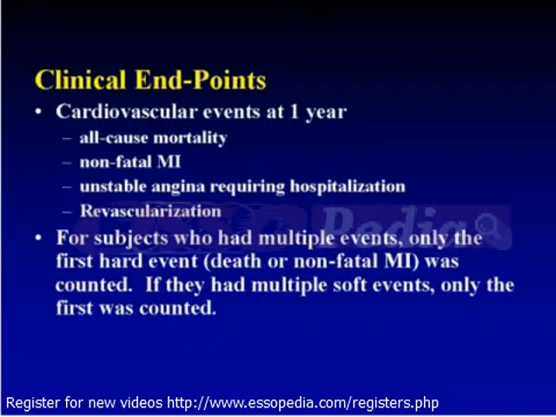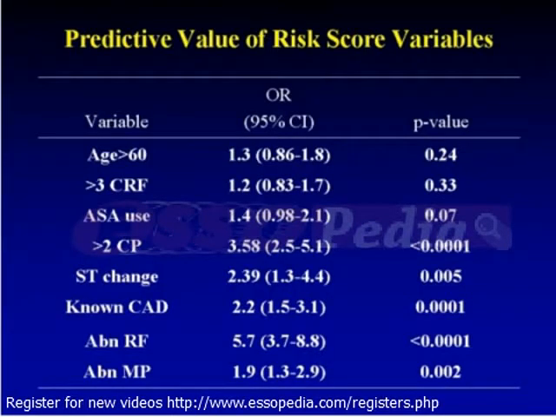For subjects who had multiple events, only the first heart event, either death or non-fatal myocardial infarction, was counted. If they had multiple soft events, only the first was counted. We incorporated the clinical variables from the TIMI risk score, including age greater than 60, greater than or equal to 3 cardiac risk factors, the use of aspirin, more than 2 episodes of chest pain, ST segment change on the electrocardiogram, and known coronary artery disease into a multivariate analysis.